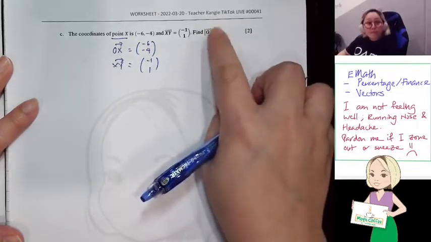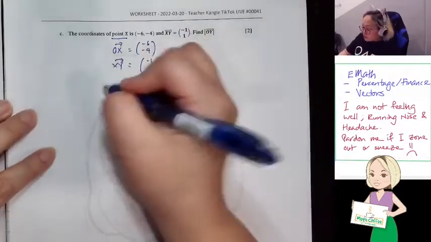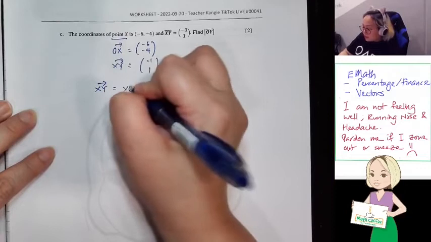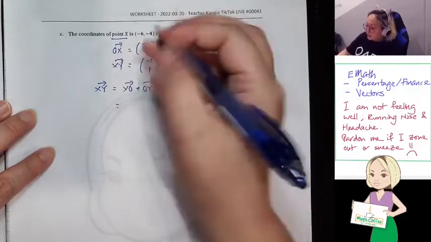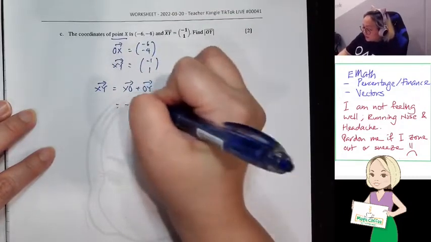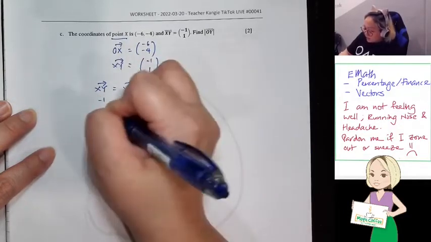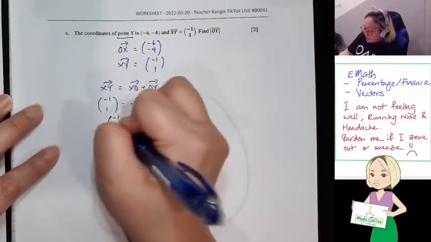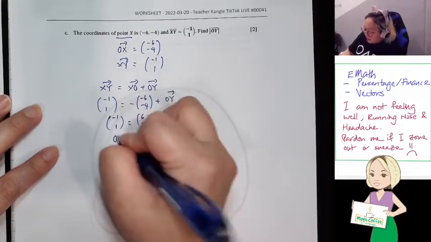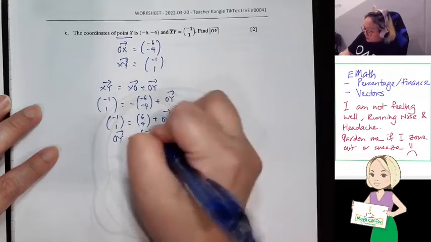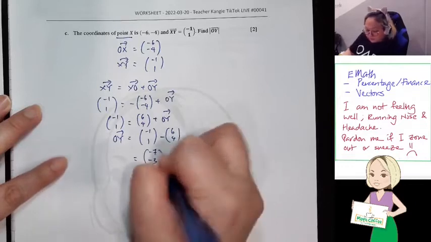So I want to find the magnitude. You see, they want magnitude, right? But it's okay. We find our position vector of Y first. So I'm going to write XY equals XO plus OY. So I have OX. To find XO is just times -1. So it's minus -6, -4, plus OY, which is unknown. XY here is minus 1 and 1. So I have minus 1 and 1 equals 6 and 4 plus OY. So I want to find OY, means I'm going to take minus 1, 1 minus 6 and 4. And I get minus 7 and minus 3.